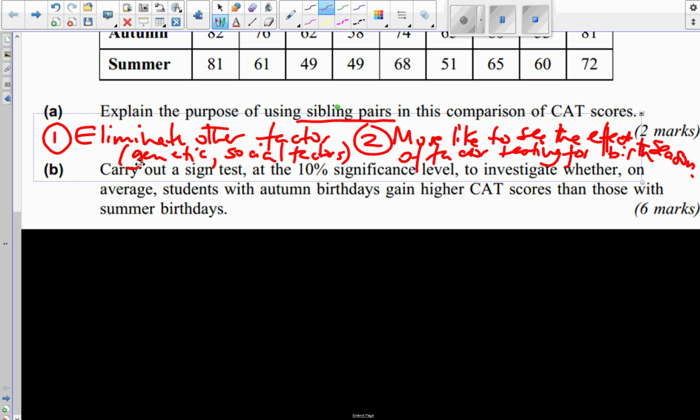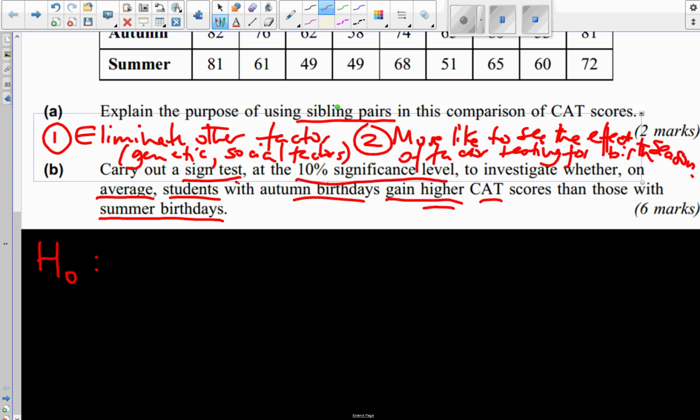Okay, so we're now going to go on. Let's just hop down a bit and see what it says about the next part. It says carry out a sign test at 10% significance level to investigate whether, on average, the students with autumn birthdays gain higher, so we've got the word higher there, CAT scores than those with summer birthdays. Okay, so that's good as our start position. So on this, we can set out our hypothesis.